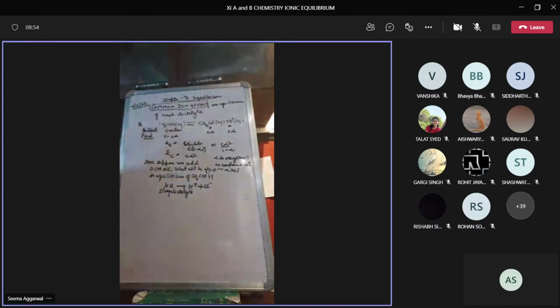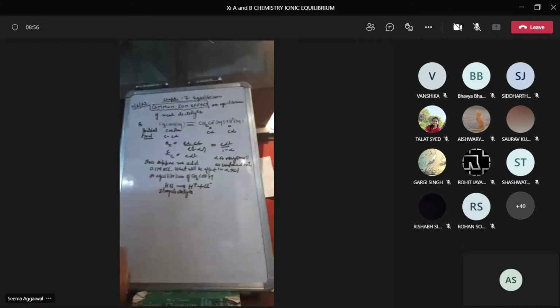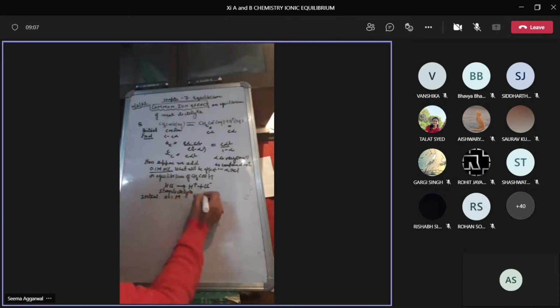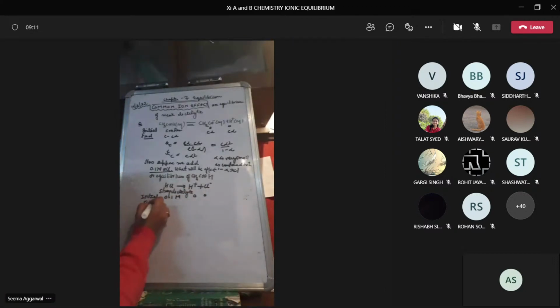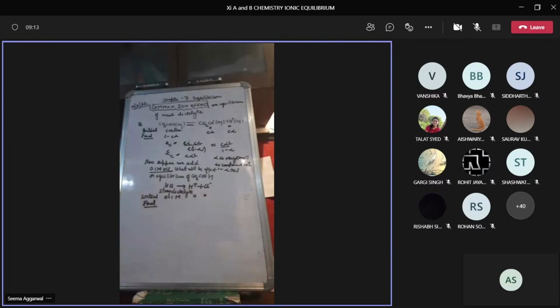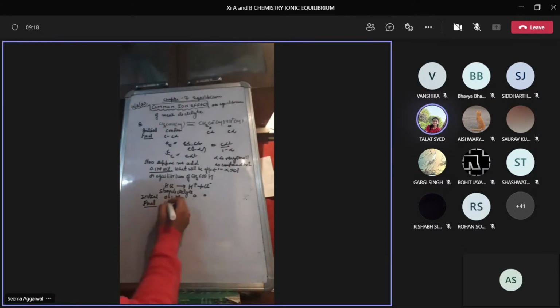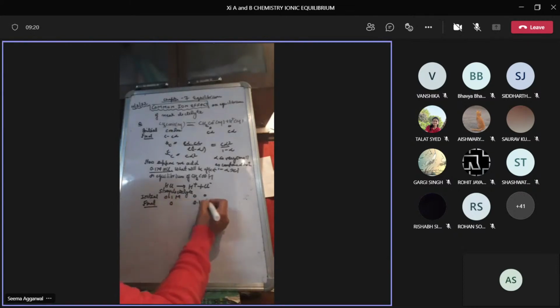Now my question is, if initially I have added 0.1 molar, so it means initial it is 0.1. What will be the final amount of HCl? 0. Because it is a strong electrolyte. So I am getting 0.1 mole of H plus and 0.1 mole of Cl minus.